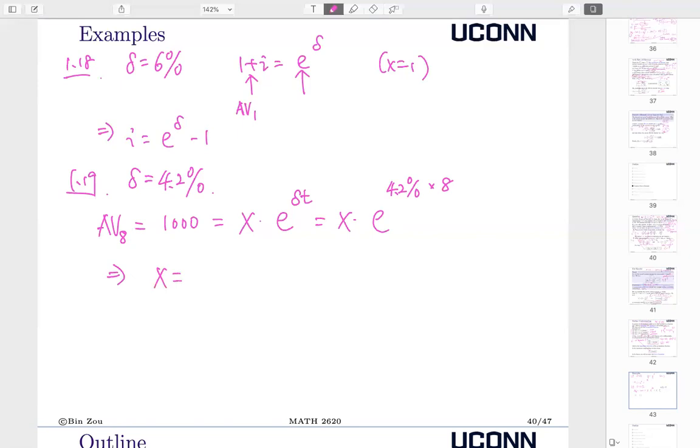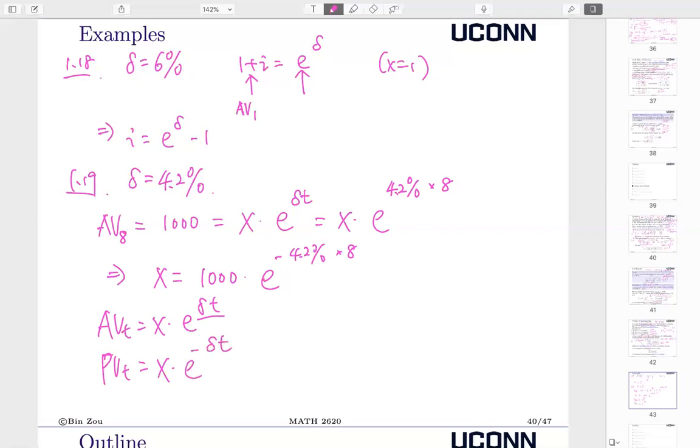By the way, in the future, you don't need to write this formula. You can just use the negative power, which means if you are moving forward, it's a positive power in the exponential. If you are discounting back, it's simply negative delta t. So it's very easy. I will leave 1.20 to you.